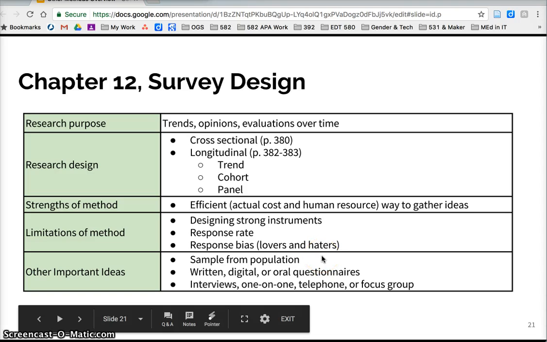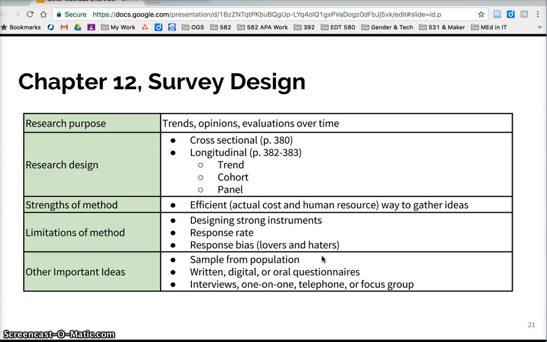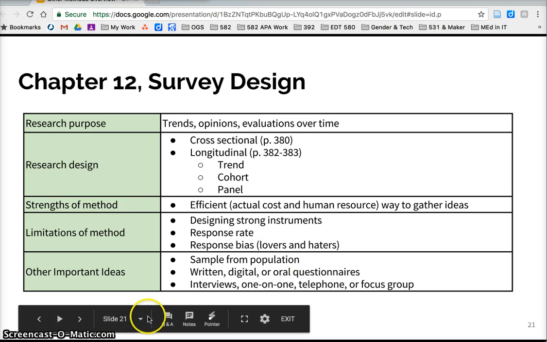Typically with a survey, you get your lovers and your haters, and it's important to think about why they are motivated to respond, and therefore, does it represent everyone's belief or just someone who's had a very positive or very negative experience.